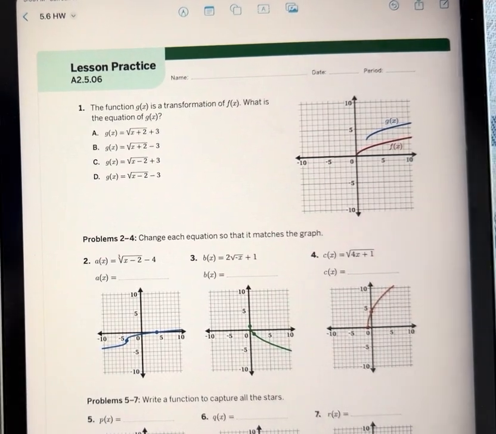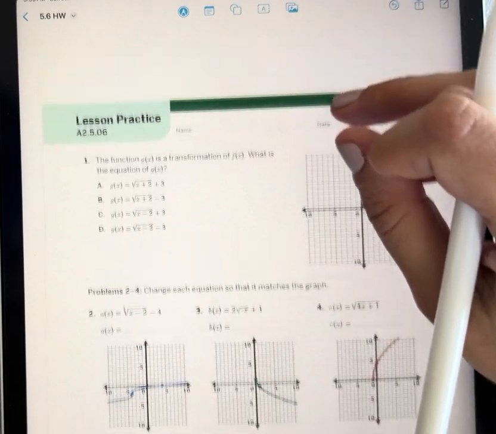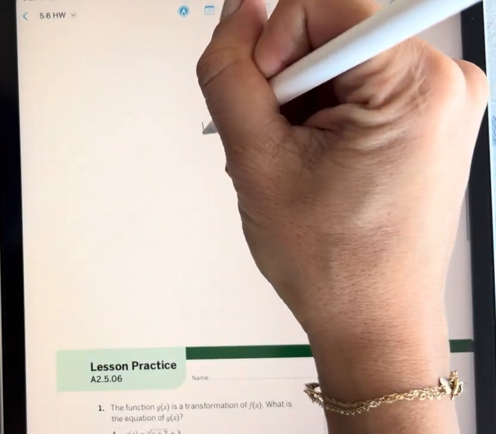Let's do the 5.6 homework. So we are looking at square roots and cube roots, you guys, with some transformations mixed in, okay? I think we should start by reviewing transformations.